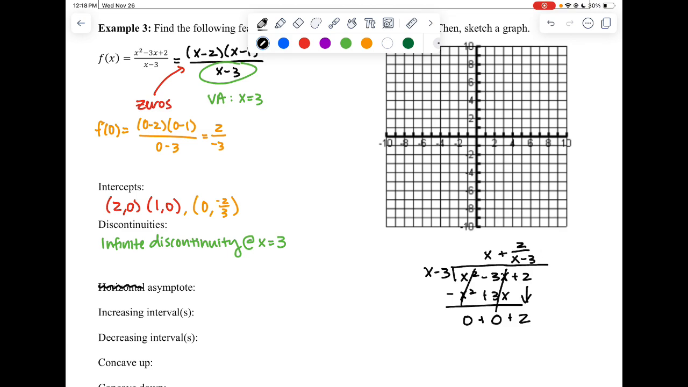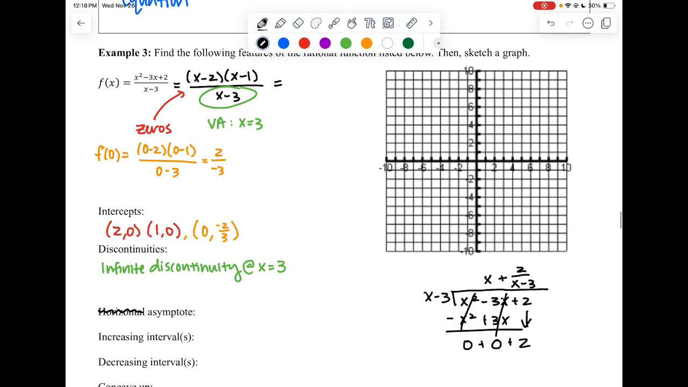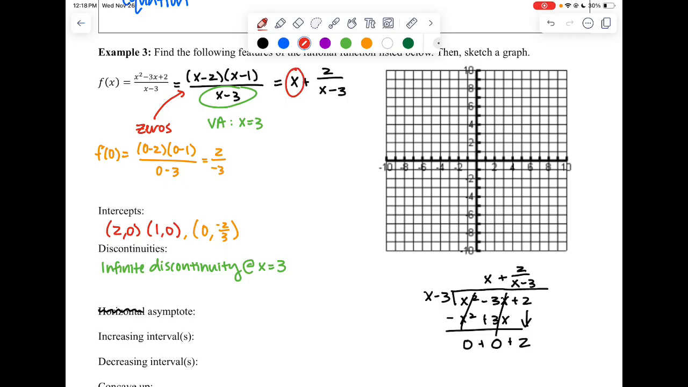By rewriting my function, I'll do this up here, I've rewritten this so I have this equal to x plus 2 over (x minus 3). And so what I can see here is now I can see what my asymptote, my horizontal, not so horizontal asymptote is going to be. It's going to be this term here, x.